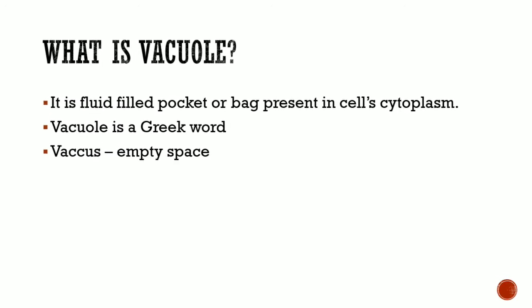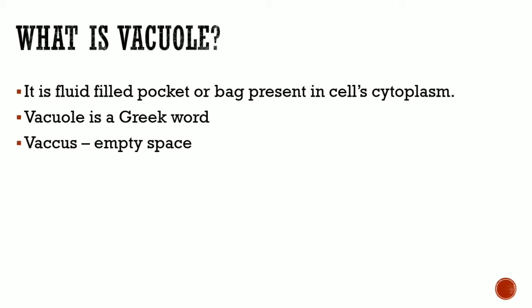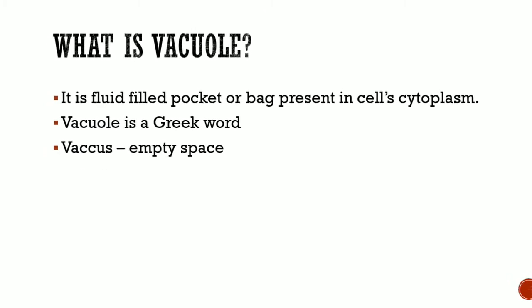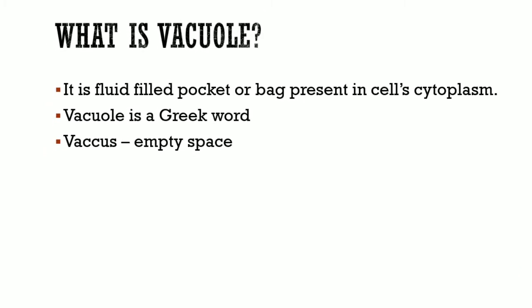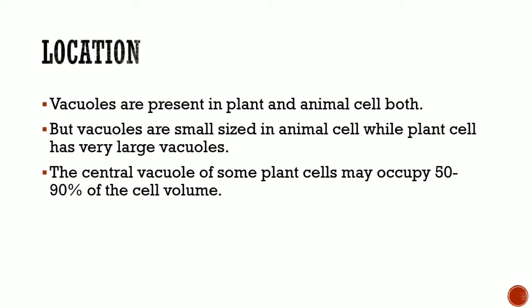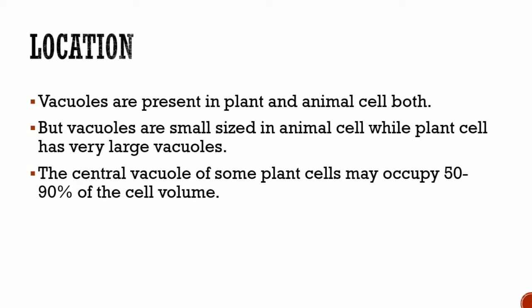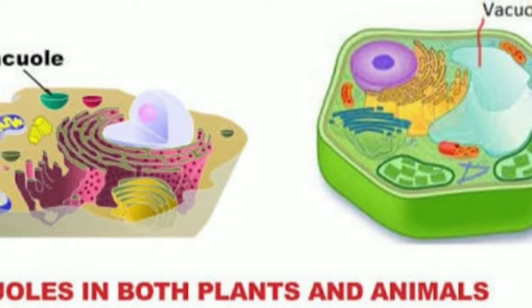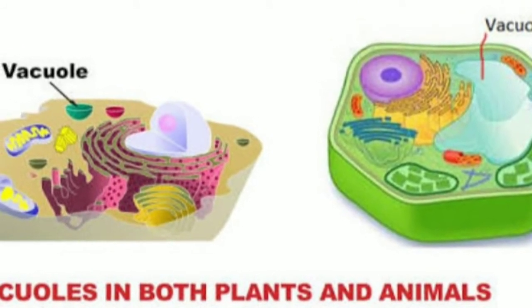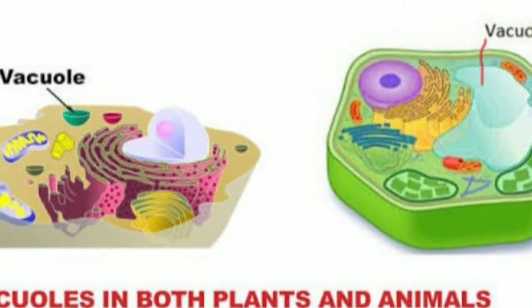So, let's begin with what is vacuole. Vacuole is a fluid-filled pocket or bag present in cell's cytoplasm. The word vacuole is a Latin word, vacus, which means empty space. Now let's talk about the location of these vacuoles. Vacuoles are present in plant and animal cells both. But vacuoles are small in animal cells while plant cells have very large vacuoles. The central vacuole of some plant cells may occupy sometimes 50 to 90% of the cell volume.